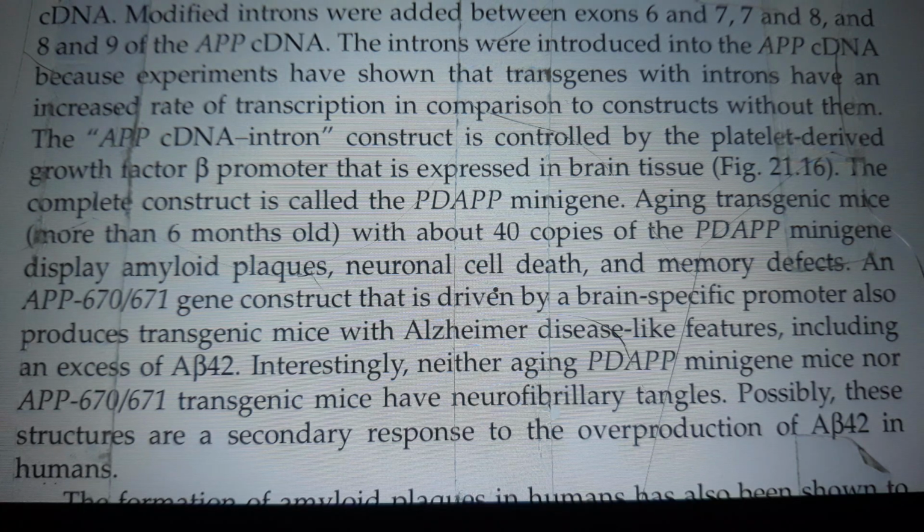The APP cDNA intron construct is controlled by the platelet-derived growth factor beta promoter that is expressed in brain tissue. The complete construct is called the PD-APP minigene. Aging transgenic mice more than 6 months old, with about 40 copies of the PD-APP minigene, display amyloid plaques, neural cell death, and memory defects. An APP 670/671 gene construct that is driven by a brain-specific promoter also produces transgenic mice with Alzheimer's disease-like features.